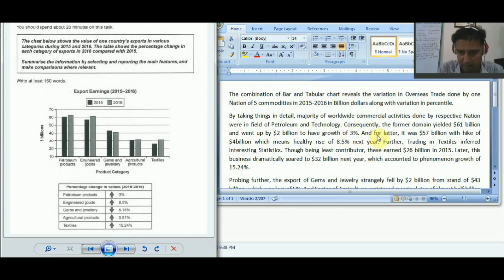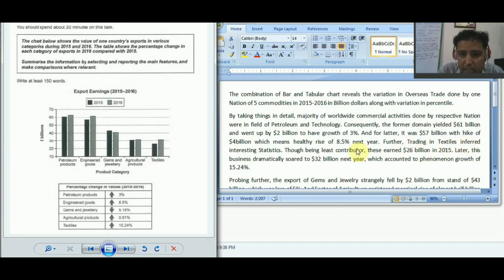Then further, for the latter, engineering goods, it was $57 billion with a hike of 4 billion, which means a healthy rise of 8.5% the next year. And then in addition to this, I have explained the third category, which is the least. I have chosen the third category, so I am doing selection and comparison.